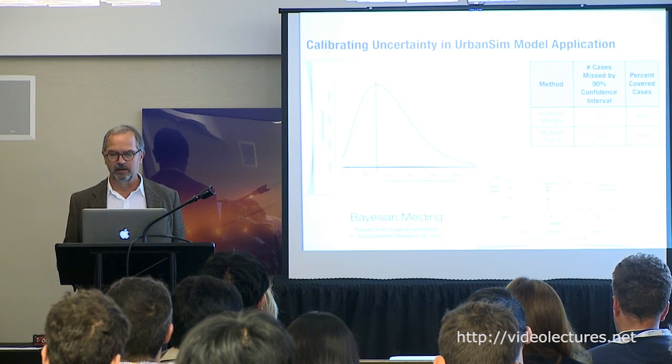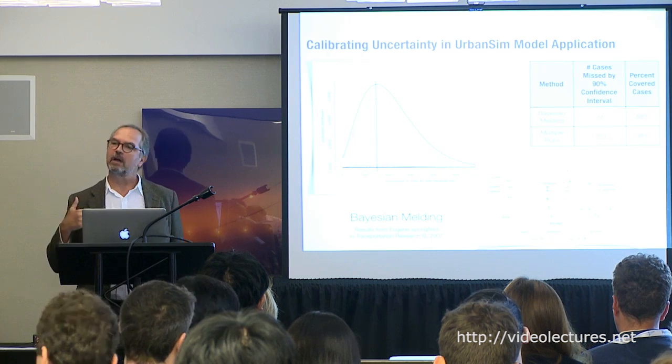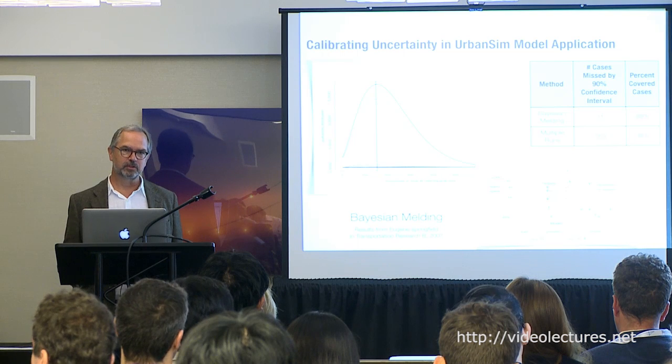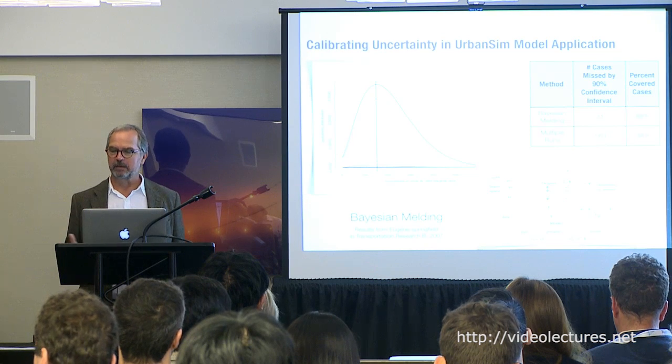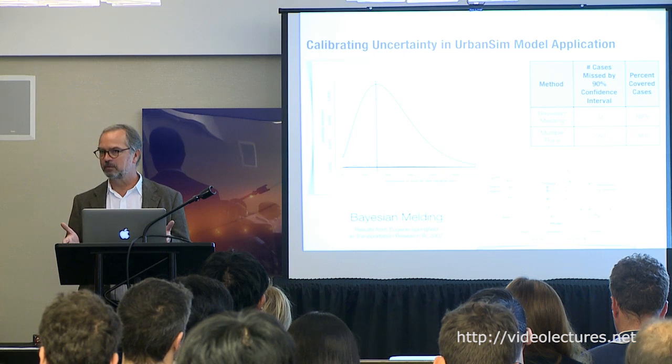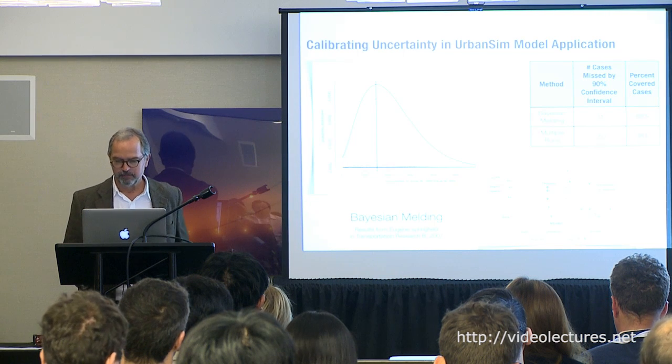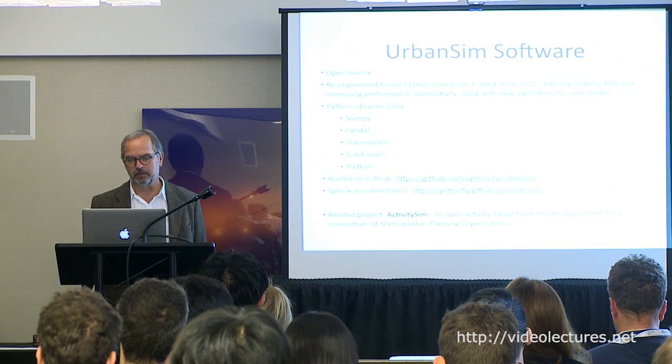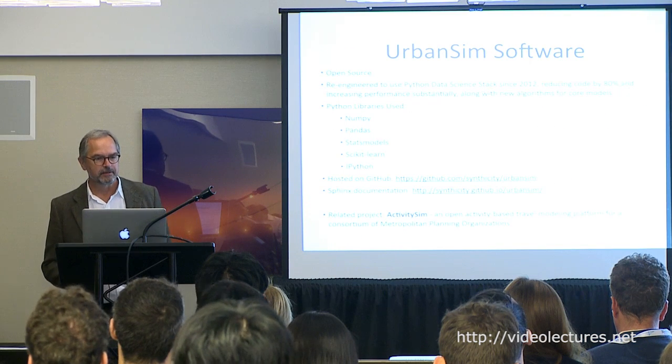to create a calibration of the uncertainty in the model system. So the goal is to be able to run the model into the future and run it many times and create a distribution of results with some confidence interval around those results. And so I think we're making good progress on doing that kind of thing.